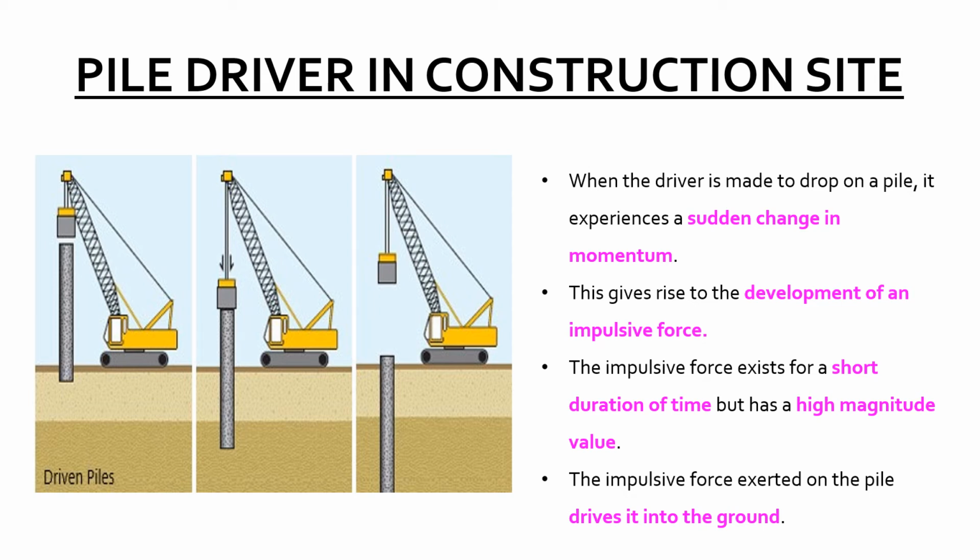When the driver is made to drop on a pile, it experiences a sudden change in momentum. This gives rise to the development of an impulsive force. The impulsive force exists for a short duration of time, but has a high magnitude value. The impulsive force exerted on the pile drives it into the ground. Now we know how the pile driver can work efficiently by increasing the impulsive force. Let's continue with another example.